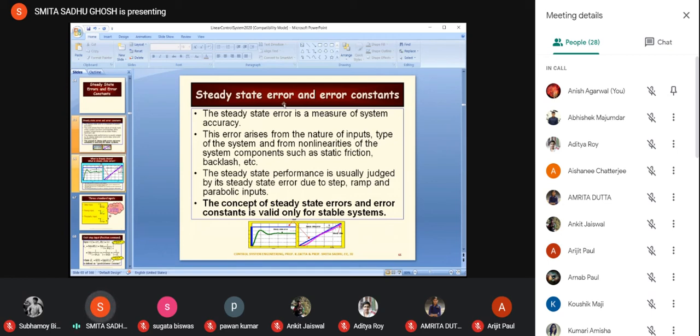So the steady state error is a measure of the system accuracy, meaning that if I apply a step input, whether my output will follow the step. If I apply a ramp input, whether my output would follow a ramp. So whether or how closely the output would follow the input signal is what I mean by observing or finding out the steady state errors.